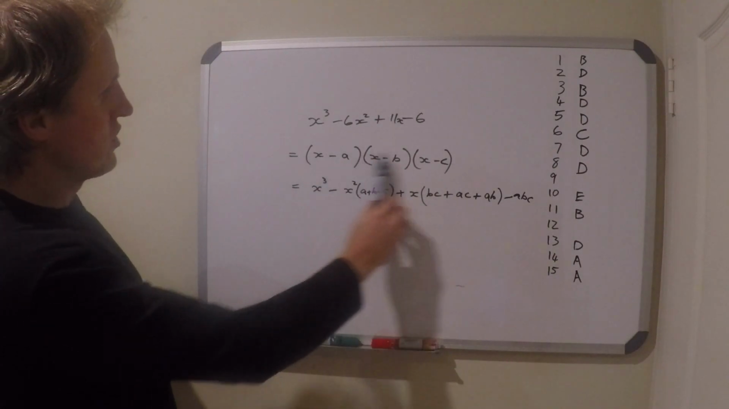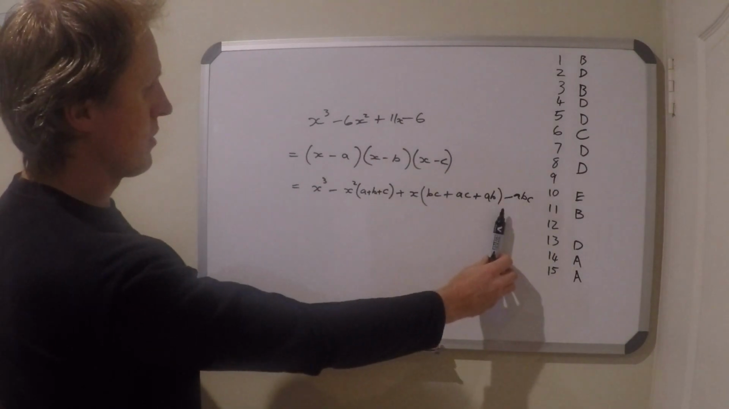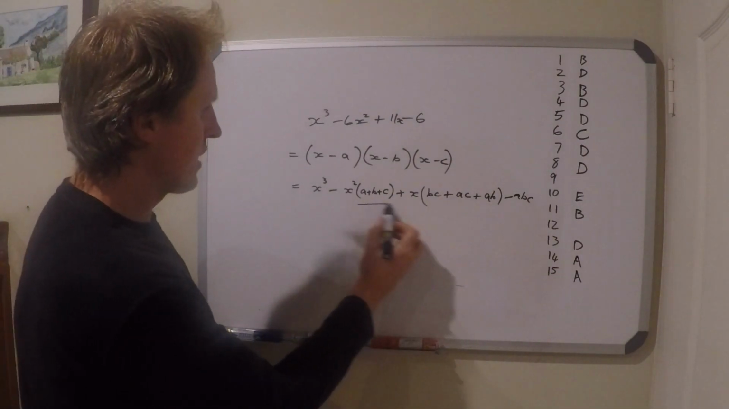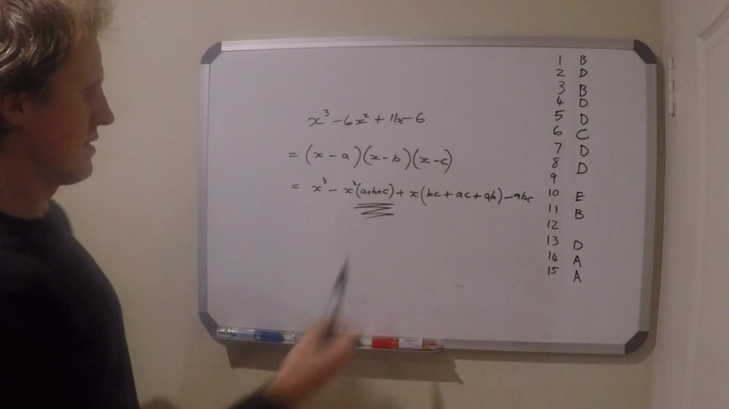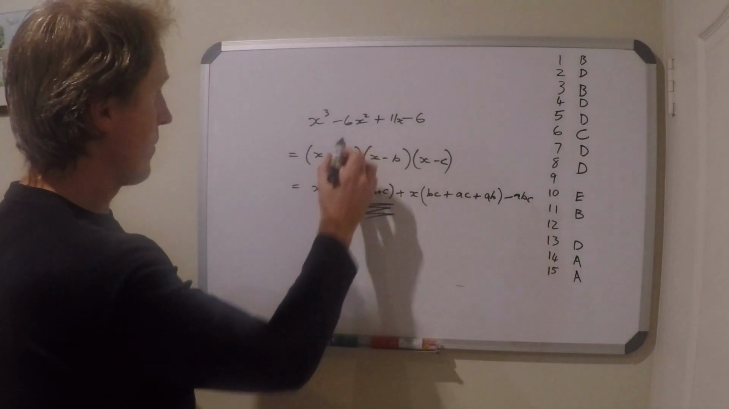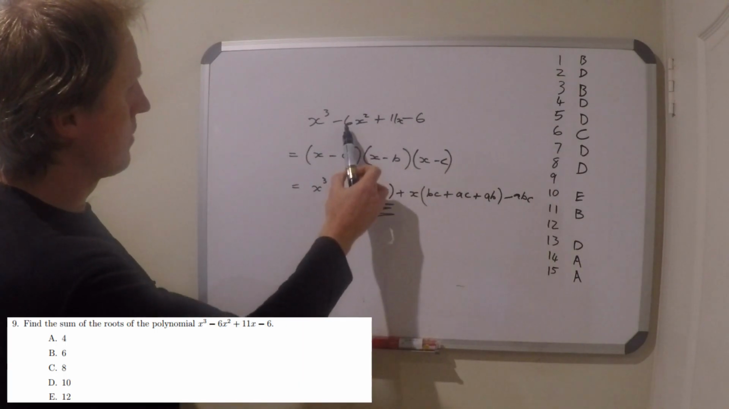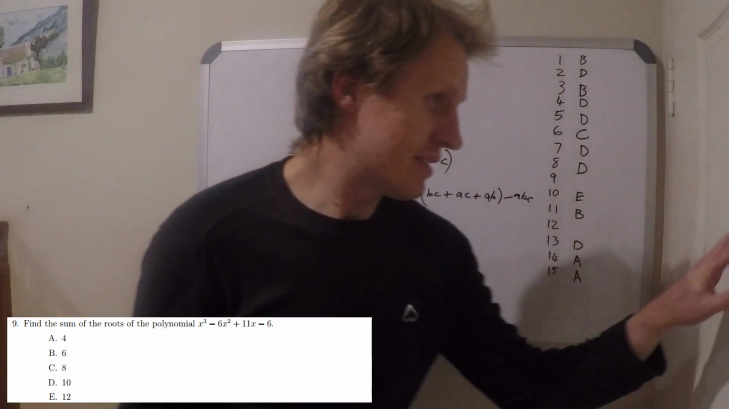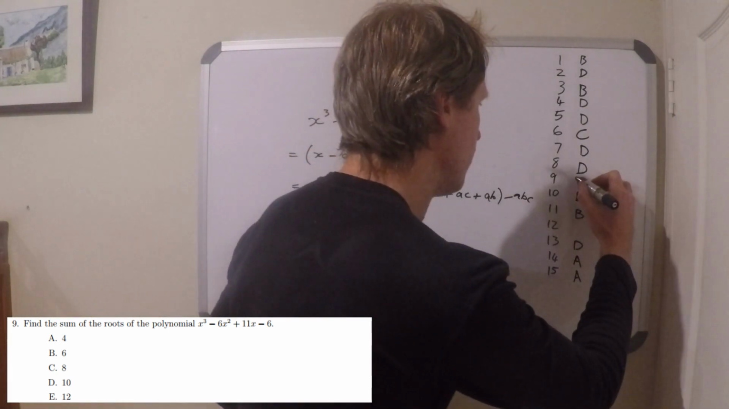So from the generic case, that is what we get, but they want to know the sum of the roots, which as it turns out is just this term. That's the coefficient of x squared. So from there, if we go back to the original polynomial, the sum of the roots is 6, and that is our answer, B.